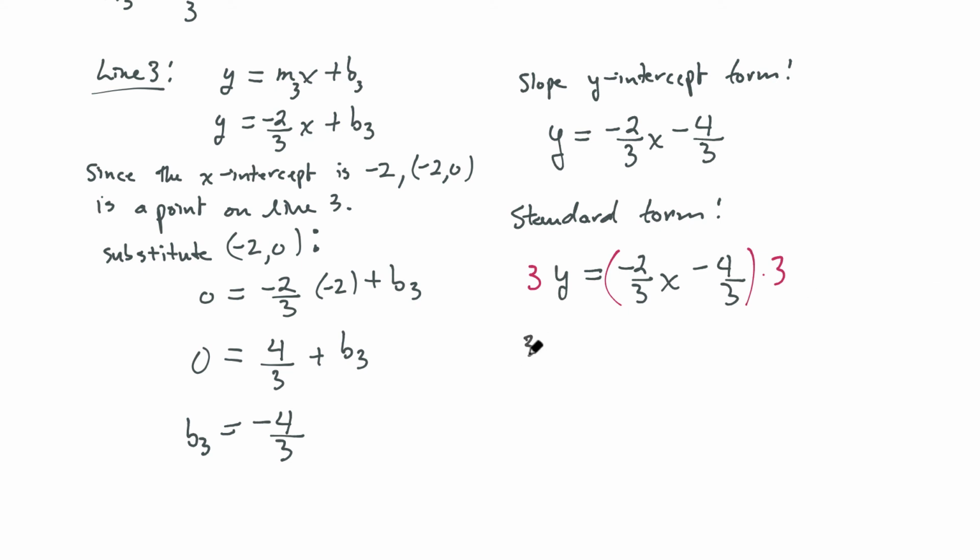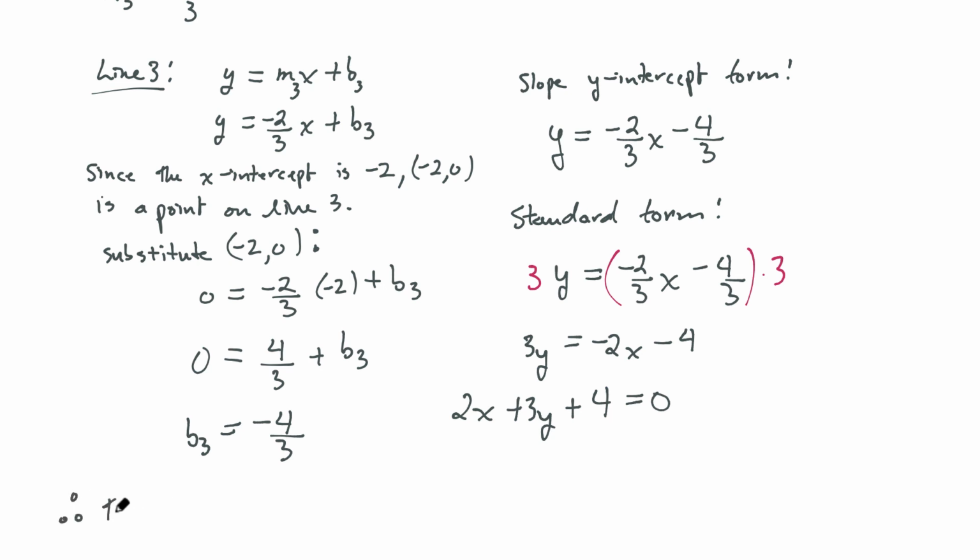On the left side, we have 3y. On the right side, if we distribute 3 into the brackets here, we'll have 3y is equal to negative 2x minus 4. We can now add 2x to both sides of the equation, and we have that 2x plus 3y. Adding 4 to both sides of the equation would give us positive 4 on the left side as well. So we have that 2x plus 3y plus 4 is equal to 0, and this is our equation in standard form.